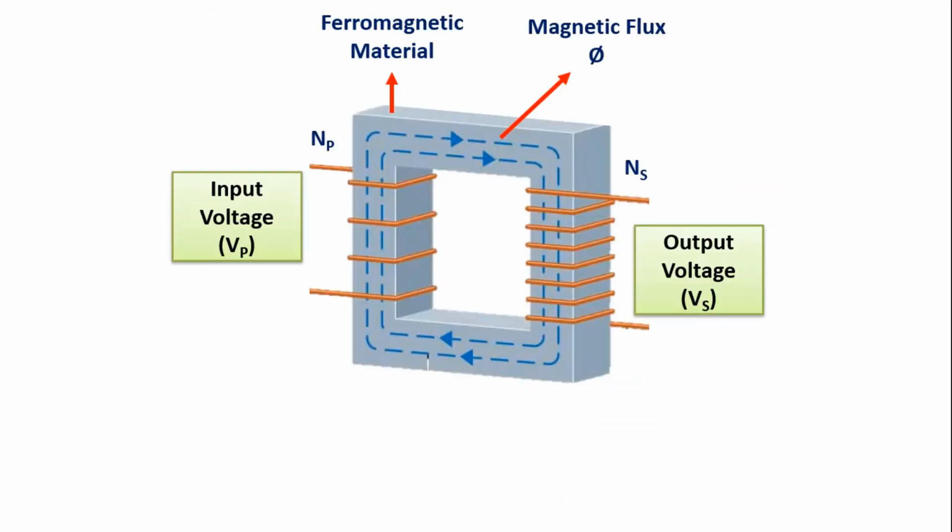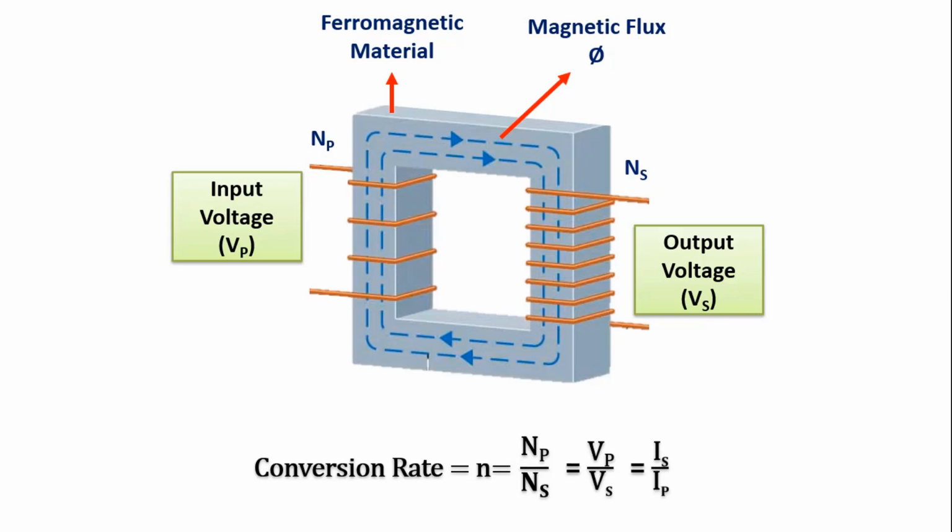So, how do we show them as formulas? Now, let's take a look at it. The conversion ratio in the transformer is expressed by the lowercase n. This ratio is the ratio of the number of turns. Here, if we call the primary voltage Vp, the number of primary windings Np, the secondary voltage Vs, and the secondary winding Ns, and consider the transformer as an ideal transformer without any loss, the ratio of the primary winding to the secondary winding is equal to the ratio of the primary voltage to the secondary voltage.